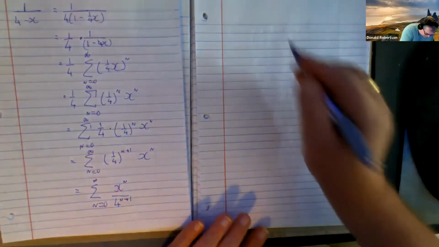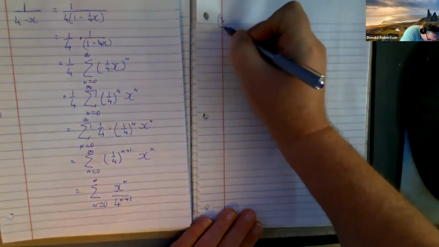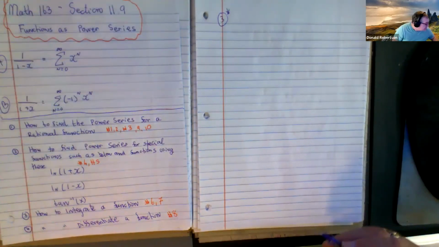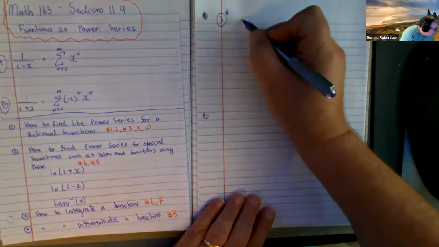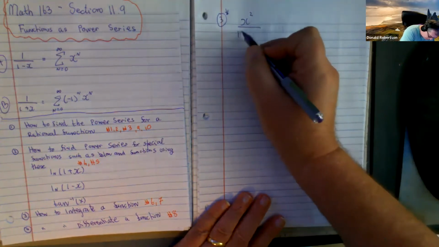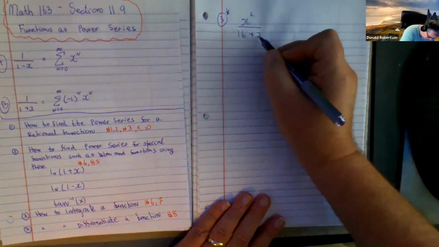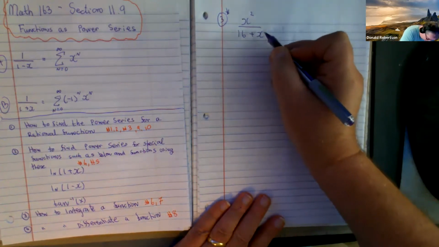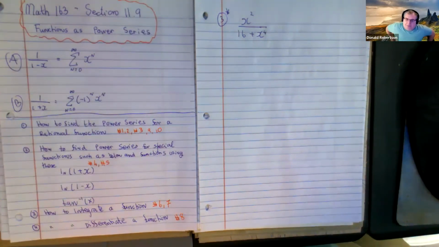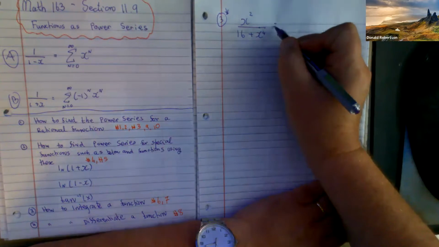Let's try, well, let's try and put as many different things together as we can. This is a version of question 3. We're going to have an x squared on the top. We're going to have a 16 plus x to the 4 on the bottom. So we're really getting into the ugly ones now. And I'm going to take it really slowly.